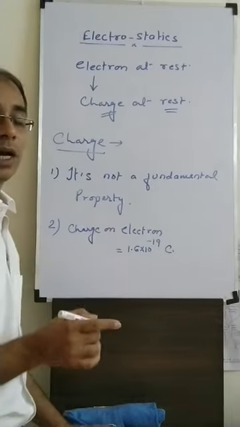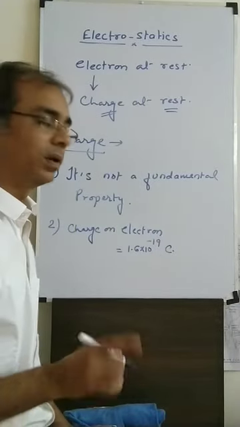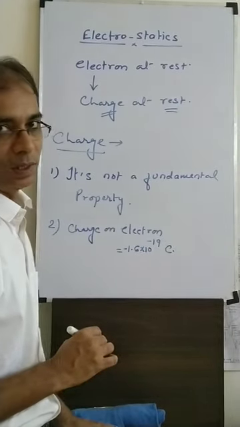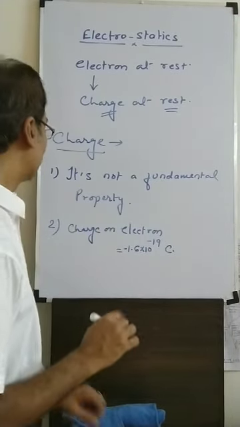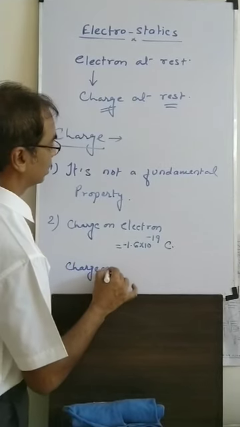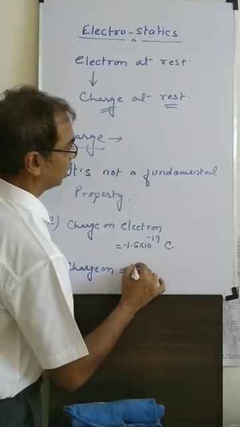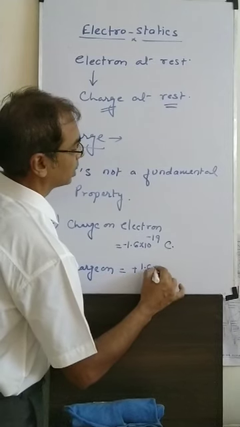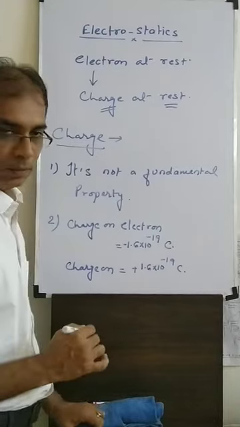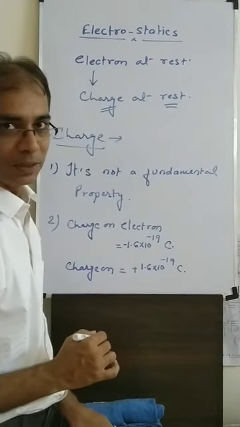Okay, so charge on the electron is positive or negative? Negative. Charge on electron is negative 1.6 into 10 to the power minus 19. Same way, charge on proton. Charge on proton is observed to be plus 1.6 into 10 to the power minus 19. Okay, these are the charges on two basic particles.